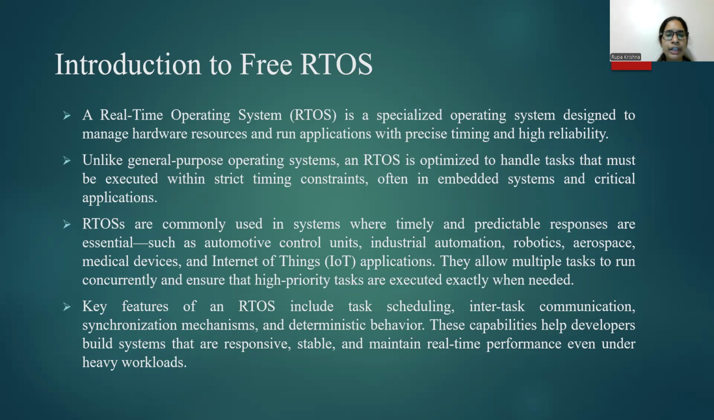RTOS are commonly used in systems where timely and predictable responses are essential, such as automotive control units, industrial automation, robotics, aerospace, medical devices, and Internet of Things applications. They allow multiple tasks to run concurrently and ensure that high priority tasks are executed exactly when needed. The key features of an RTOS include task scheduling, inter-task communication, synchronization mechanisms, and deterministic behavior. These capabilities help developers build systems that are responsive, stable, and maintain real-time performance even under heavy workloads.